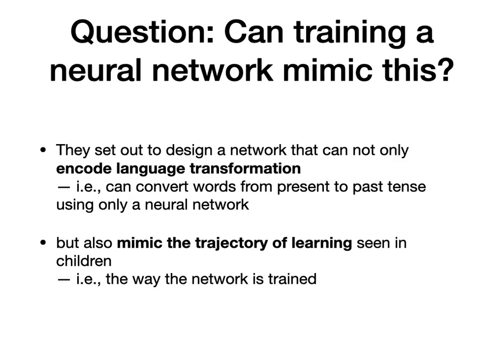So the question on Rumelhart and McClelland's mind was, can training a neural network mimic this? Like, first of all, can you actually encode this transformation process, right? Can I get a neural network that is going to convert words from present to past tense using only the neural network? But they also try to mimic the trajectory of learning seen in children. So if I use backpropagation, if I expose the network to certain examples and then tell it, no, you didn't do that right, and make it train itself, of course, is that going to get us to the same kind of learning pattern that kids have, that actual children have, right? Who have actual neurons, not just simulated ones.